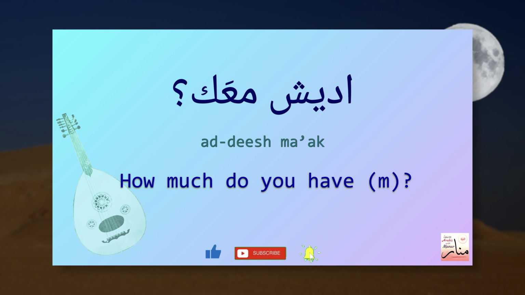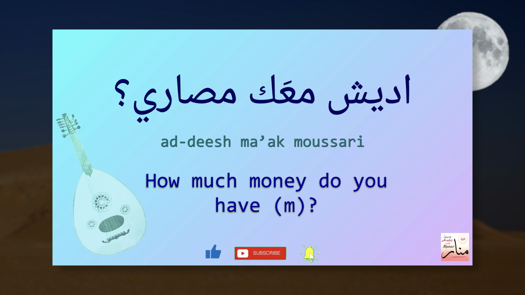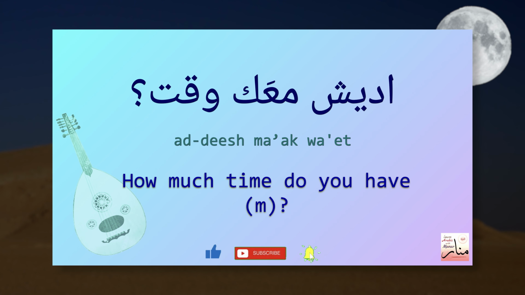How much do you have? قديش معك, masculine. قديش معك, feminine. قديش معكن, plural. How much money do you have? قديش معك مصاري. How much time do you have? قديش معك وقت.